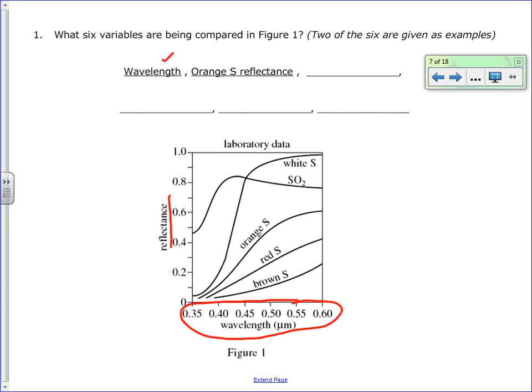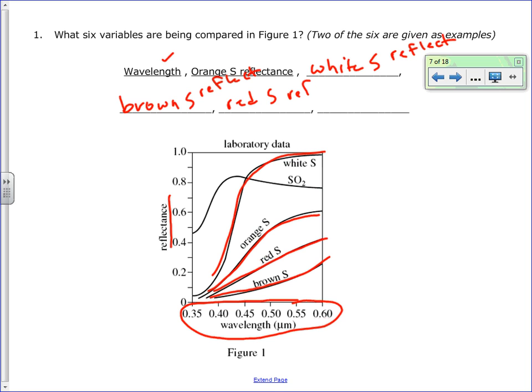All right, so we have wavelength. Now, from wavelength, we measured the orange S reflectance on this line right here. We also measured the white S reflectance. We also measured the brown S reflectance at different wavelengths. We also measured the red S reflectance at different wavelengths. And last but not least, we also measured the reflectance of SO2.